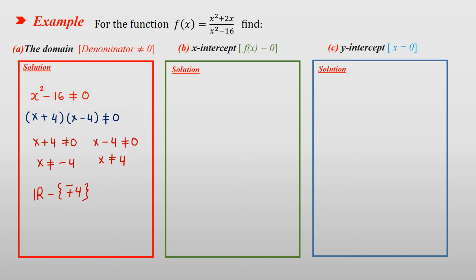For the second part you have to find the x-intercept, and the x-intercept means you have to put the function equal to 0, but you have to simplify first. So we can simplify f of x as, for the numerator, take x as the greatest common factor multiplied by x plus 2. For the denominator this is a difference between two squares, so you write it as x plus 4 multiplied by x minus 4.